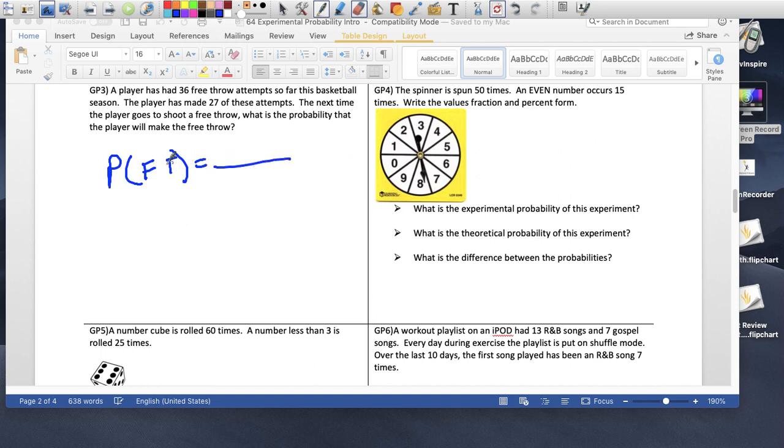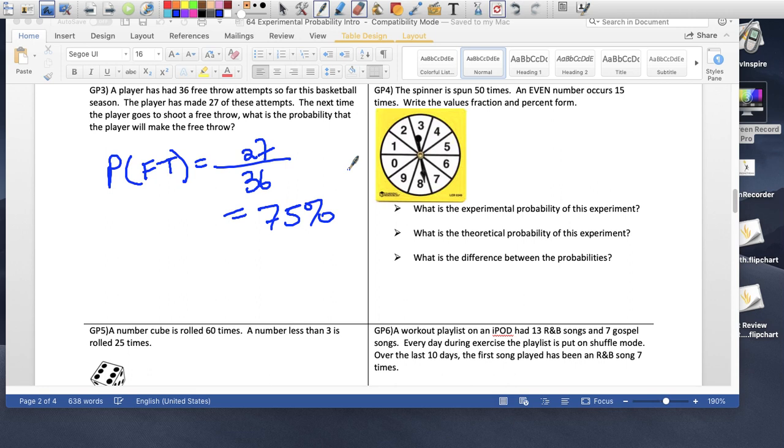Well, this is going to be based on all the free throws that he made throughout the games prior to today. So prior to today, he tried that 36 times, and he was successful 27 times. So the probability of him making the free throw is going to be 27 over 36, and if you change that to a percent, he has a 75% chance. So when he goes to shoot the ball, we can say he has a 75% chance of making it, which is pretty good.